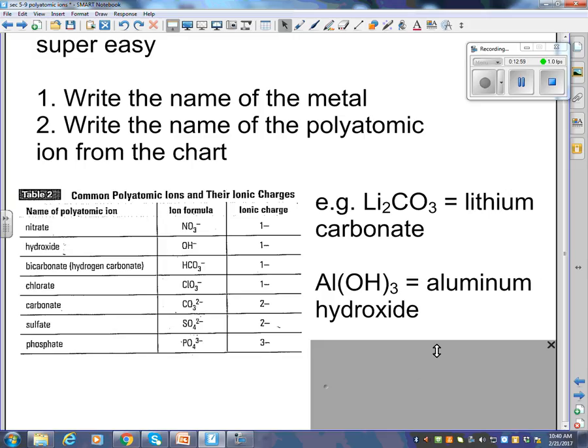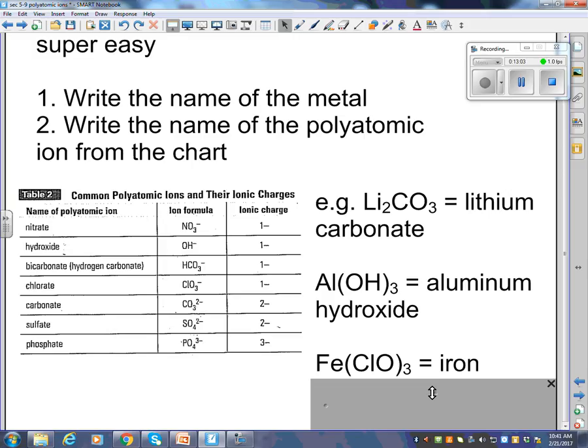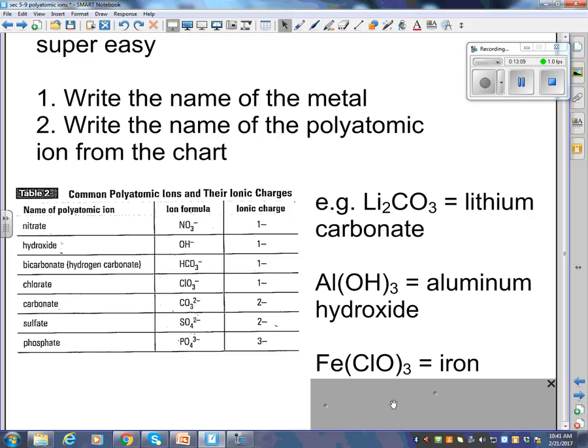The last one is FeClO3. So ClO3 is chlorate, right? So it's going to be iron chlorate. Now, if I'm not mistaken, I think I made a mistake here, because iron is one of these guys, and I think I have made a mistake.